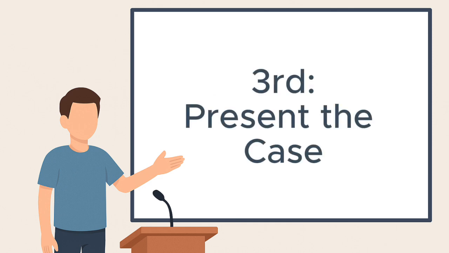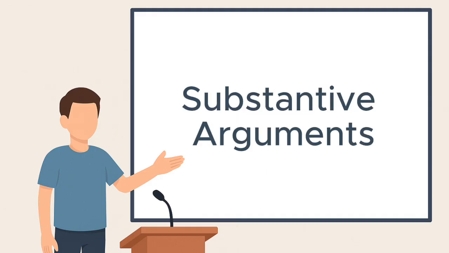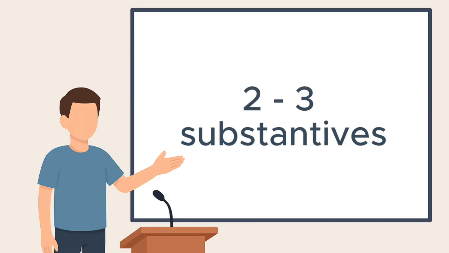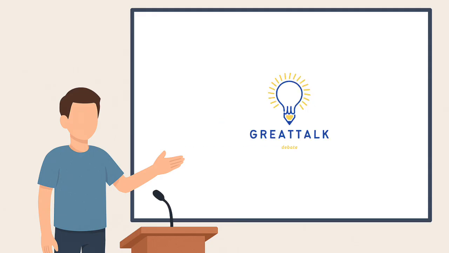Third, present the case. This is the set of arguments, which can be called substantive arguments, and they are the main points you are trying to persuade the judge of. Usually, there may be 2 to 3 substantives that the first speaker introduces, and the second speaker may introduce a split or supporting argument. To find out more about second speaker, check out our channel.